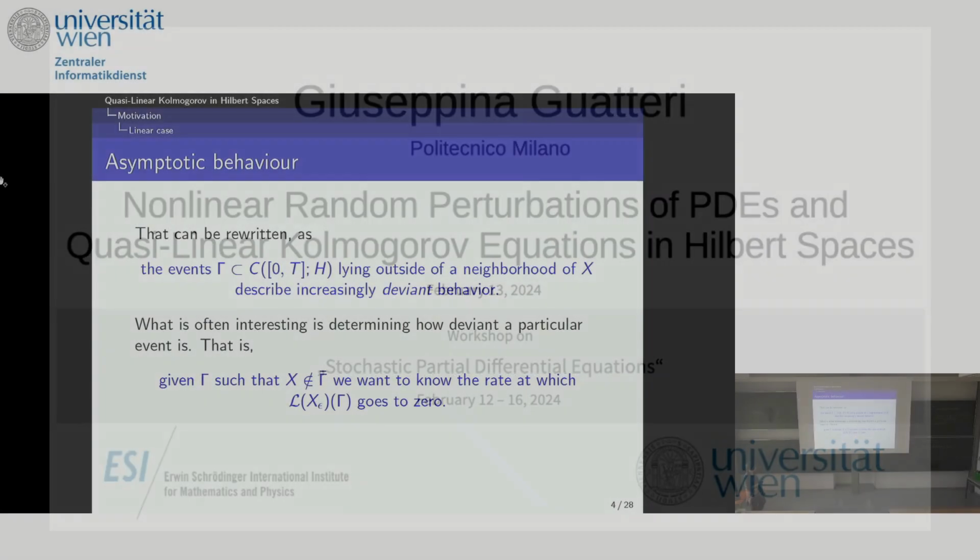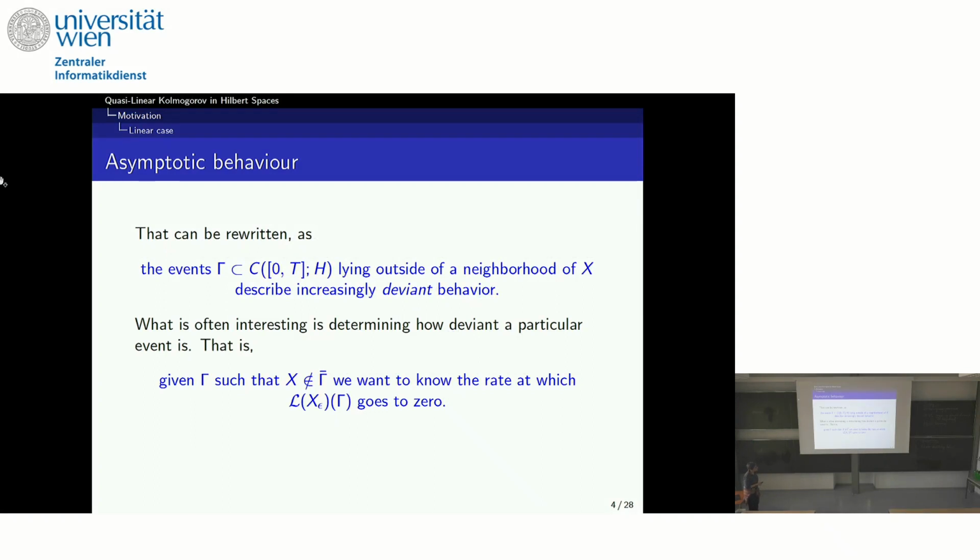and doesn't belong to the closure of gamma, we want to know the rate at which the law of the perturbed system of gamma goes to 0. So if you are interested in the exponential behavior, you are in the field of large deviations.